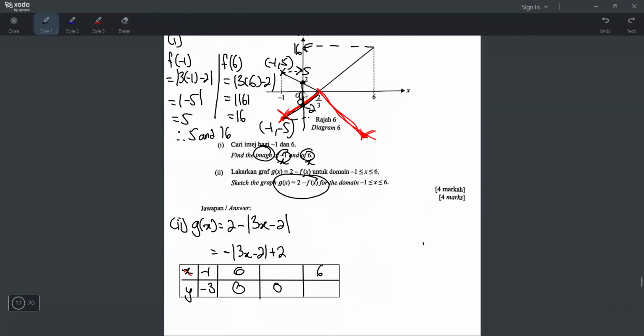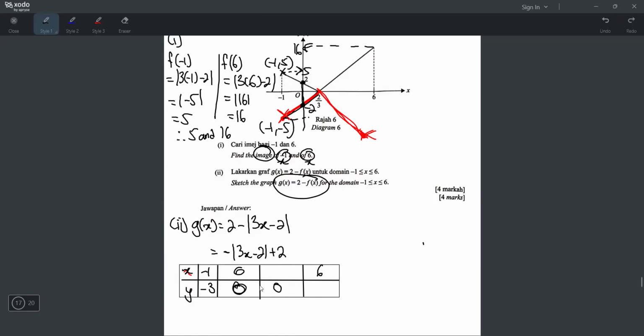So when you move up 2 units, it becomes 0, 0 lah. That is why the point here is 0, 0. But I still recommend doing this table lah to get the exact coordinate. Okay, it's always good to find the exact point when you are sketching.